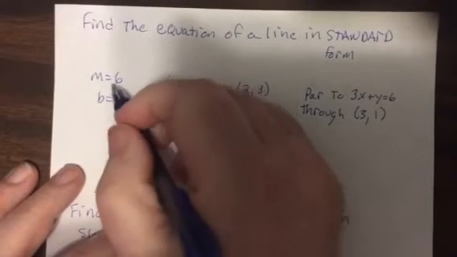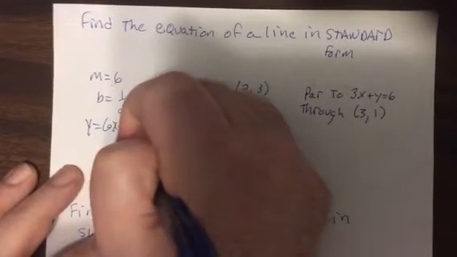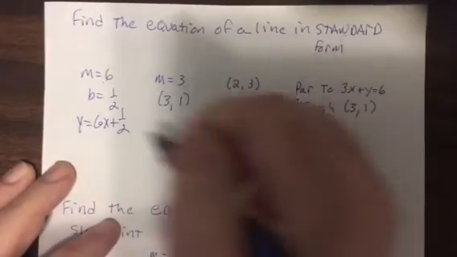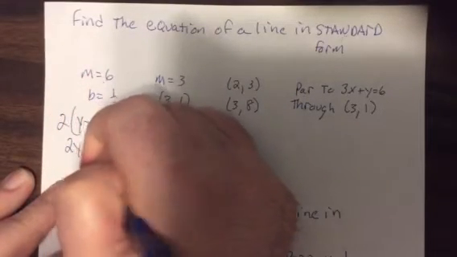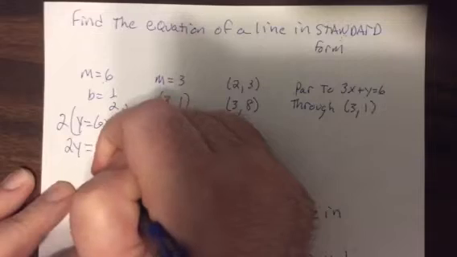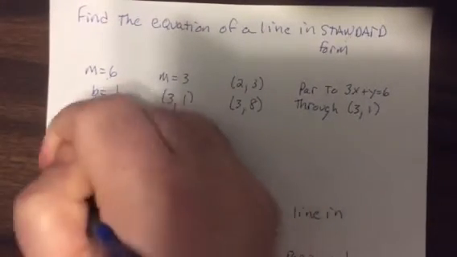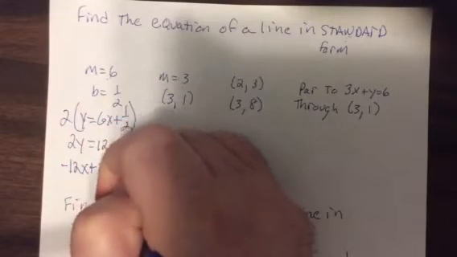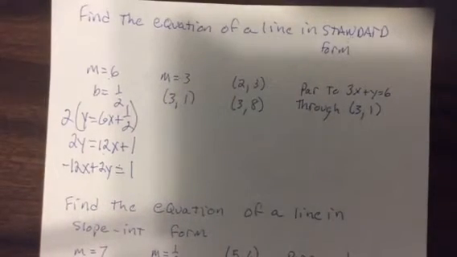So I'm given a slope and an intercept, so I use slope-intercept. Now I want standard form, so I gotta get rid of the fraction, multiply by 2. 2y equals 12x plus 1. Now standard, I'm going to subtract 12x. We could have subtracted 2y and then subtract 1. So there could be a little bit different looking answers.